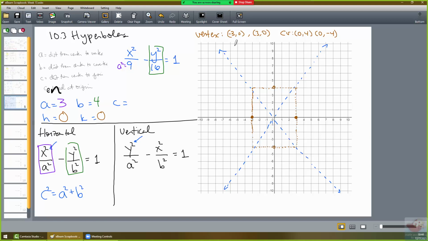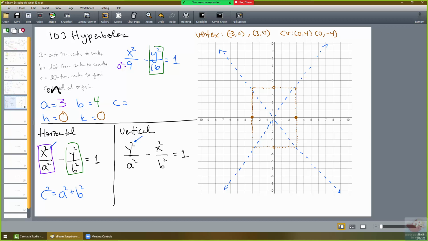So recap so far, we found our a, we found our b, we used the a and found the center. We used the a, b, and the center to draw this box. Diagonals of the box form the oblique asymptotes to the graph of the hyperbola. We know this hyperbola opens left and right. Notice we have two directions this time because it's horizontal, and we know it's horizontal because the x is first.